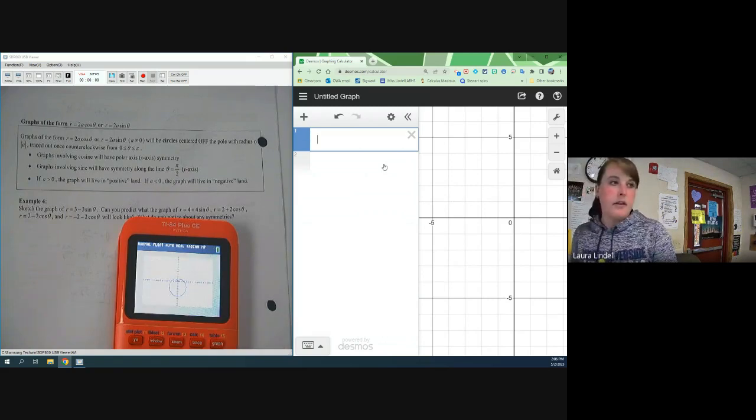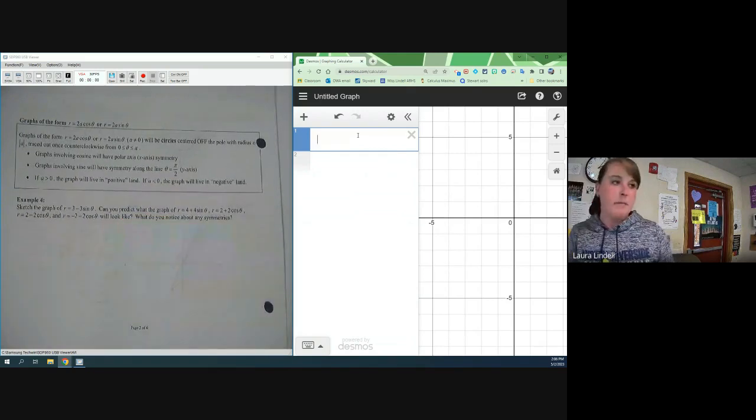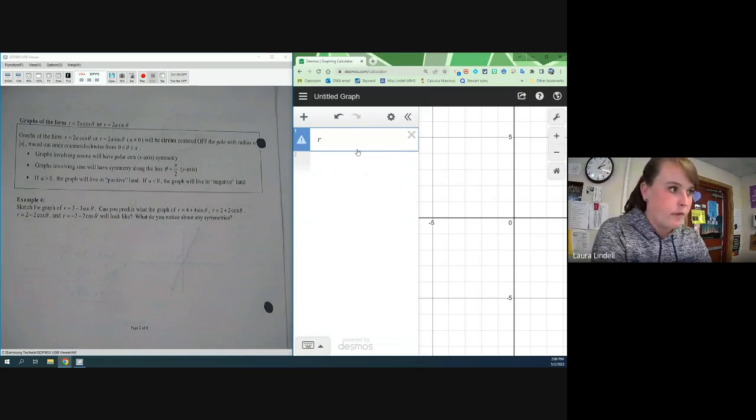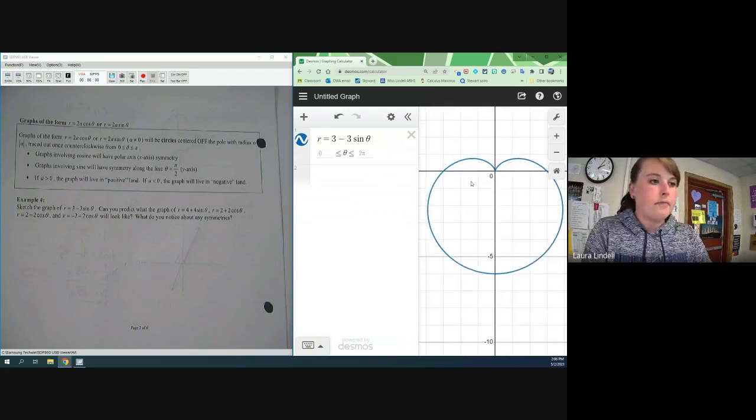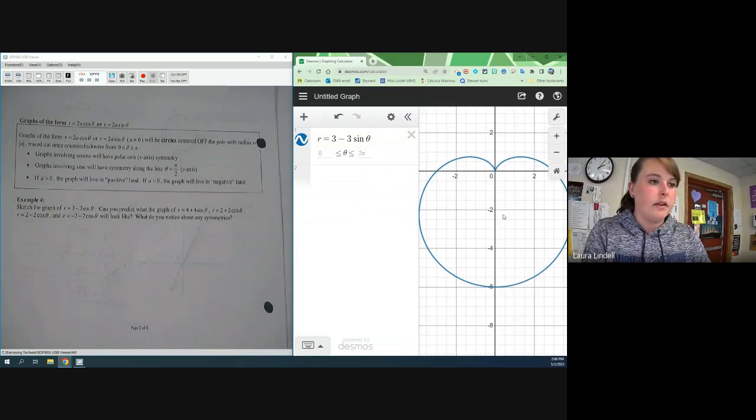And we get the same kind of curve that we'll get on Desmos. I'm going to have us keep using Desmos because it's a little bit easier to see on the video. 3 minus 3 sine theta. All right. So let's look at some of the points along here.